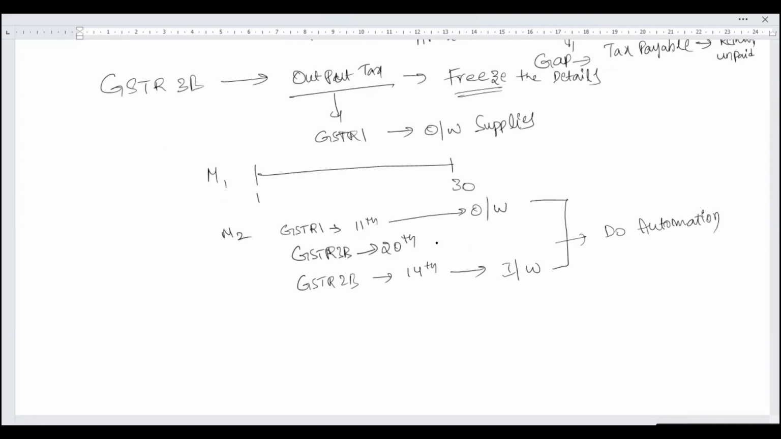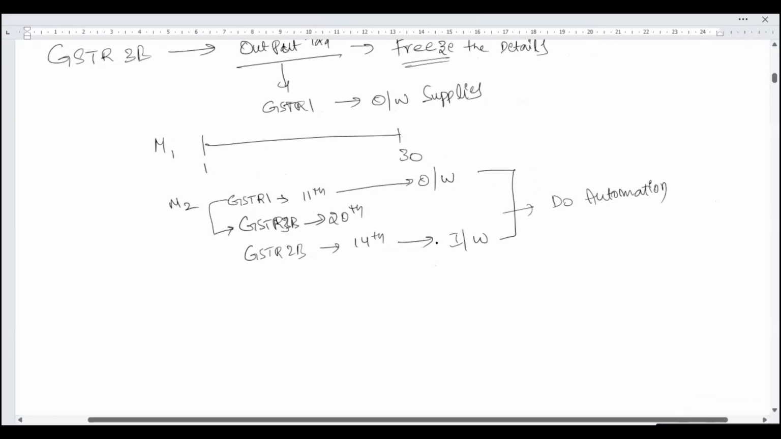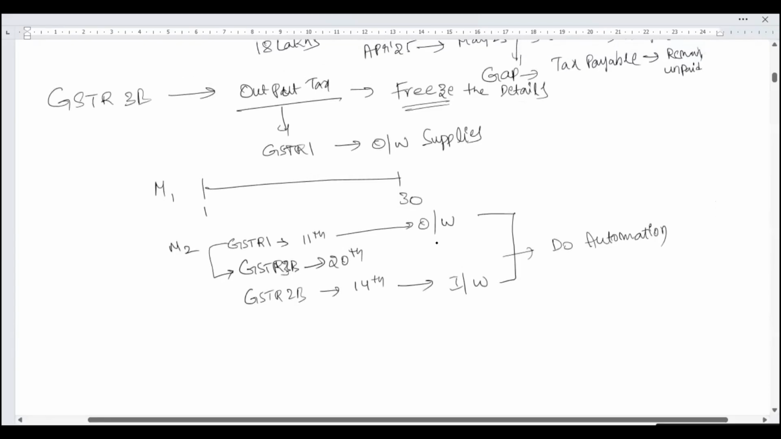So once they do automation, whatever GSTR1 you file comes and sits in your GSTR3B. Now the question came: sir, everything is good, but we are in India. You forgot that we are in India. Why do they say that? Anything can happen in India. So what is that anything that may happen?